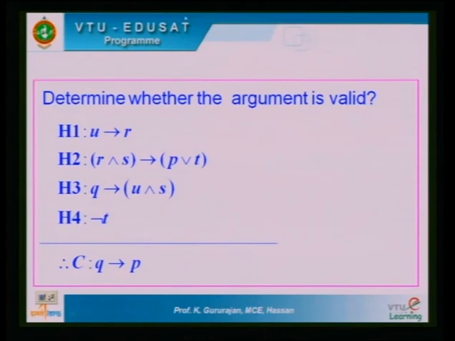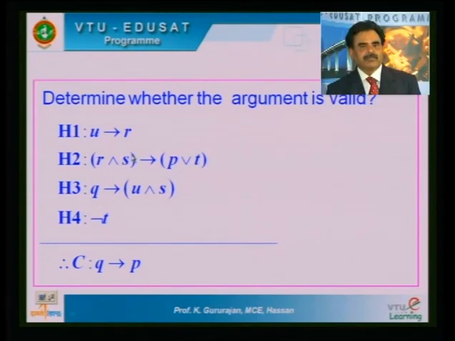Now, coming to the next problem, we can verify here. This is a problem based on what? Conditional proof. H1 says U implies R. H2 says R and S implying P or T. H3 says Q implying U and S. H4 says negation T. We would like to find out whether Q will imply P or not.